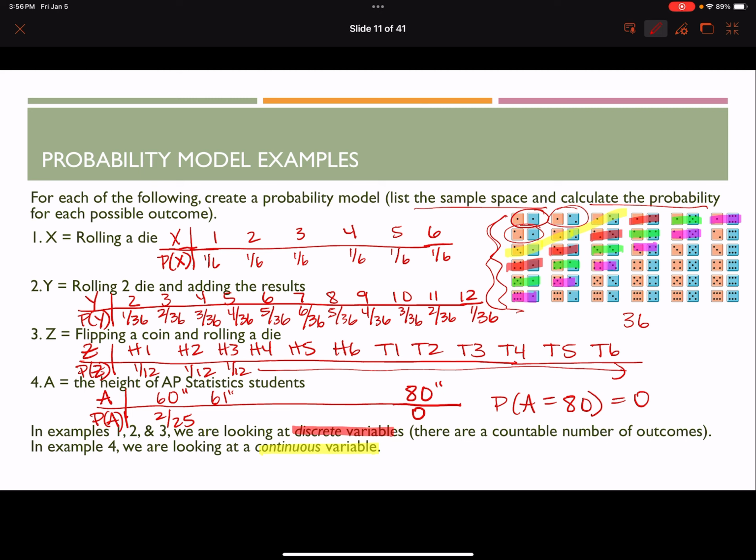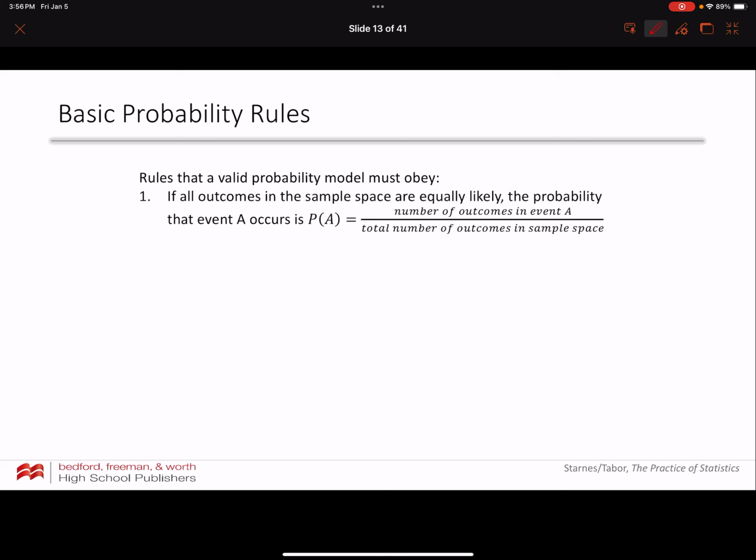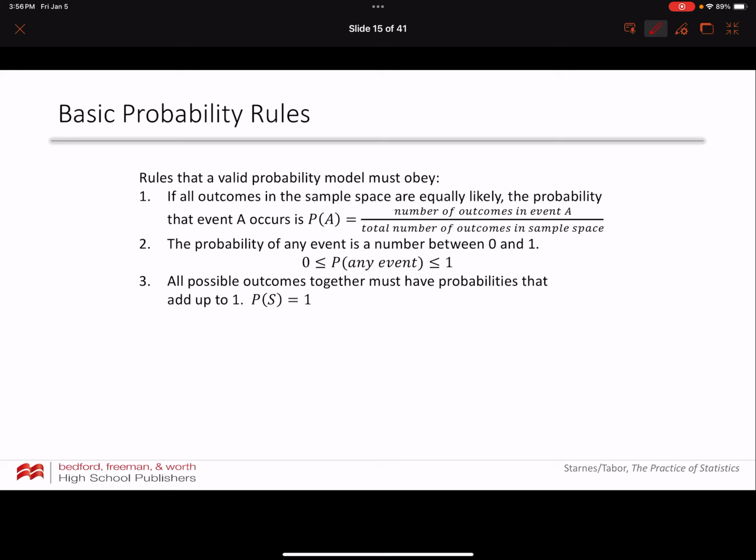So that can happen, right? And I can also have a probability equal to 1, or 100%, right? If all my students are exactly 60 inches, then the probability of a stat student being 60 inches is 100%. But it can't ever be more than 1 or 100%, and it can't ever be less than 0. If I add up all possible probabilities on that probability model table, they all have to add up to 1, always. No exception to that rule. And I'm not talking about like 0.99. I'm not talking about 1.0001. I'm talking about 1.0.